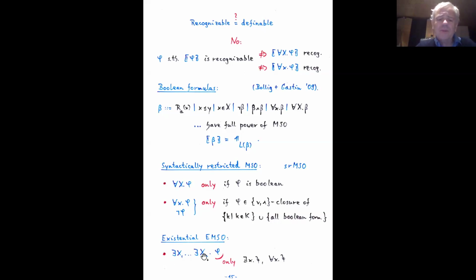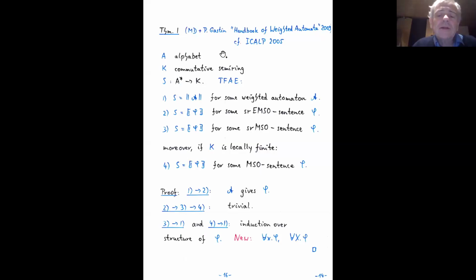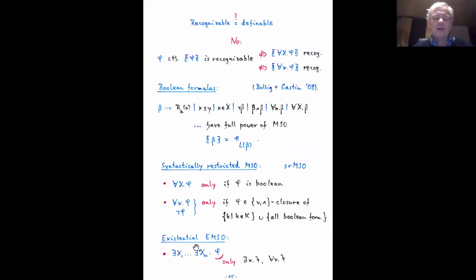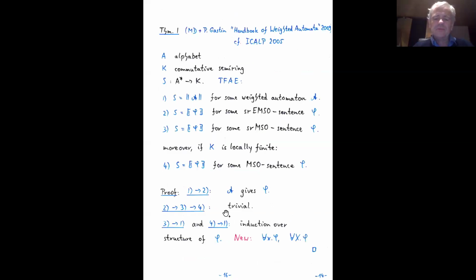That's existential EMSO. And then we have the following result, which is joint result with Paul Gastin. Let A be an alphabet and K a commutative semiring, and let S be a function from A star to K. The following are equivalent. S is the behavior of some weighted automaton A. This is what I wanted to characterize, what I wanted to describe. And the description is S is the semantics of phi for some syntactically restricted EMSO sentence phi, an existential EMSO satisfying these restrictions.